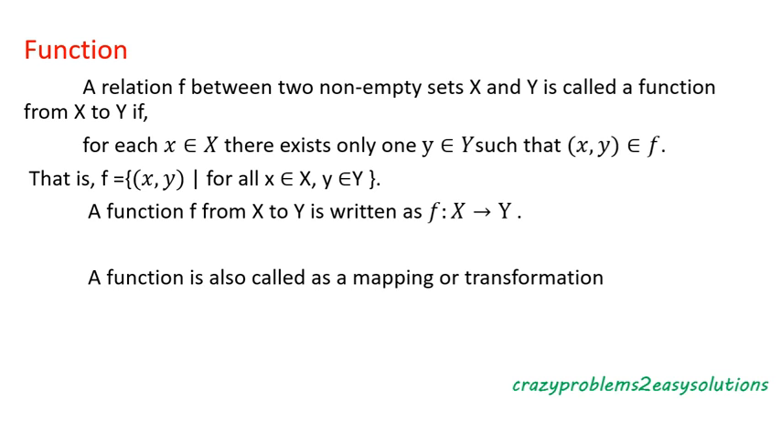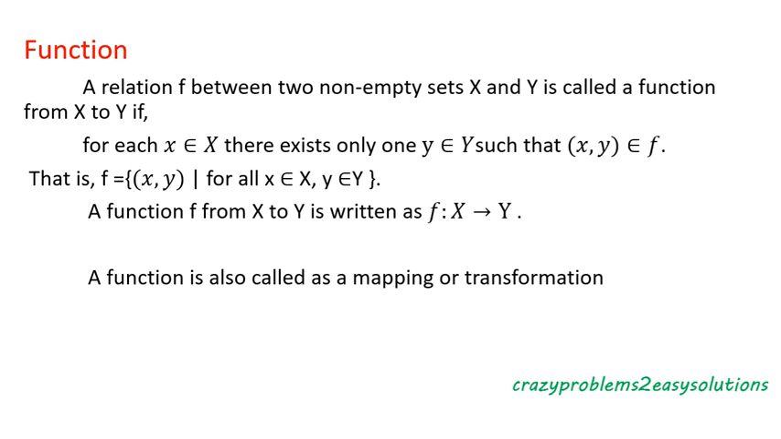A function f from X to Y is written as f: X → Y, and a function is also called a mapping or transformation. So now a relation is defined in f, and we are defining the relation on two non-empty sets X and Y.